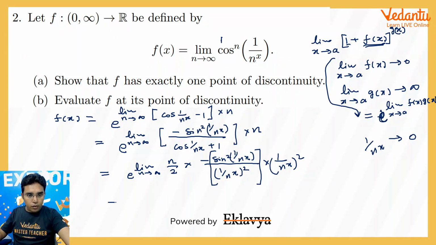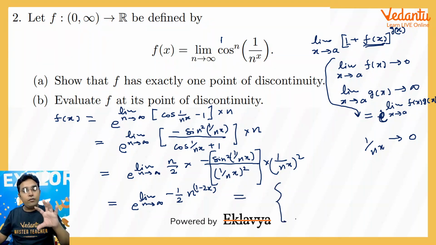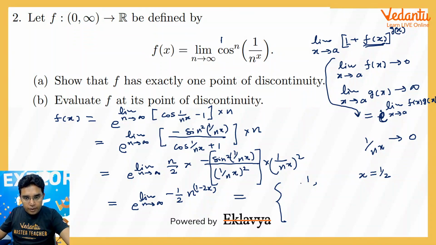So here what we are getting is e power limit n approaches infinity. This is 1, so I can write this as minus 1 by 2, and the power of n would be 1 minus 2x. You can check, 1 minus 2x. Now here the limit will depend upon the value of x. Suppose my x is equal to 1 by 2. If it is exactly equal to 1 by 2, this power will become 0, and n power 0 will be 1, so it will be e power minus 1 by 2.